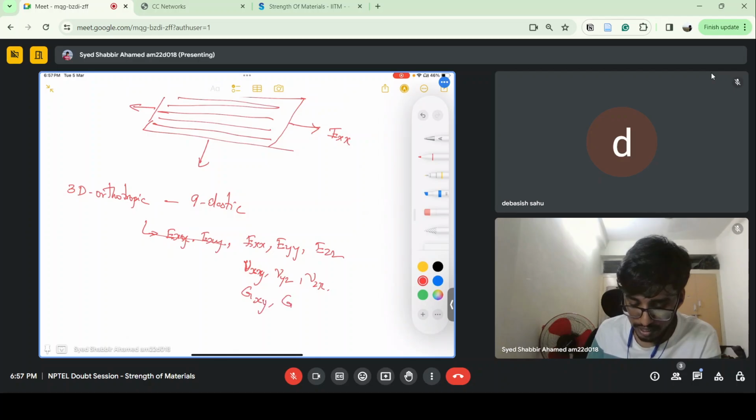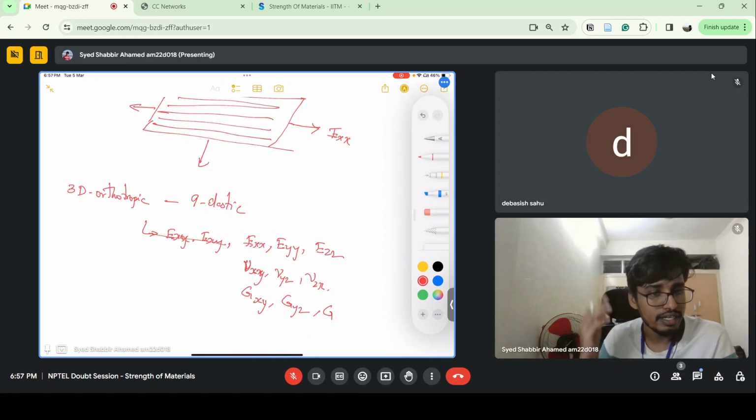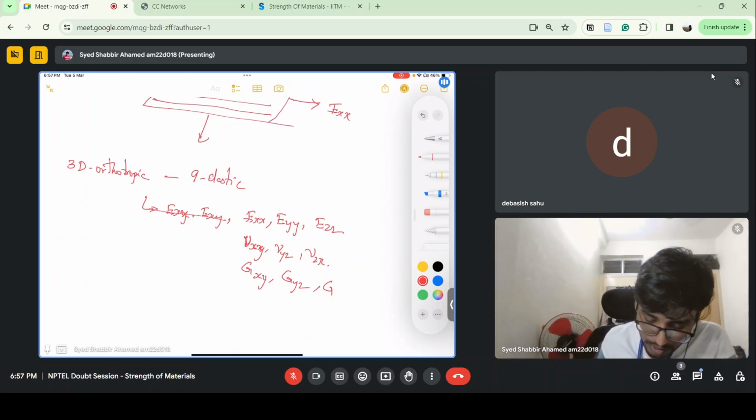So xy, yz, and zx. Here these are not independent. The relationships which we give were for isotropic. For orthotropic, this will be different, so that is not the scope of this course.